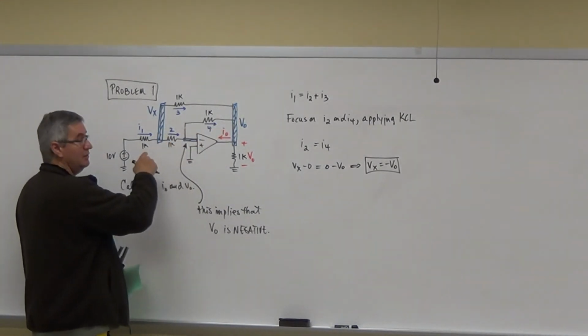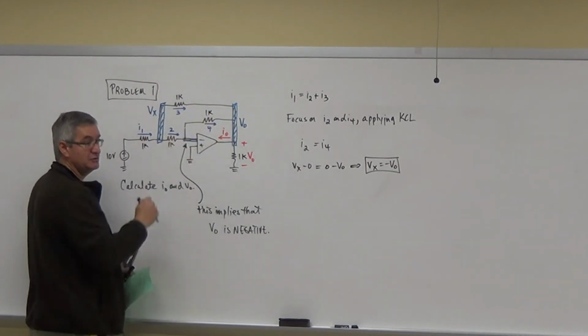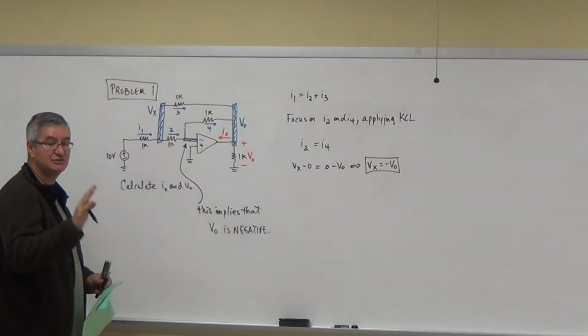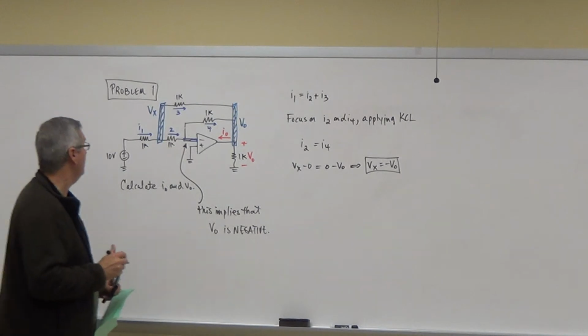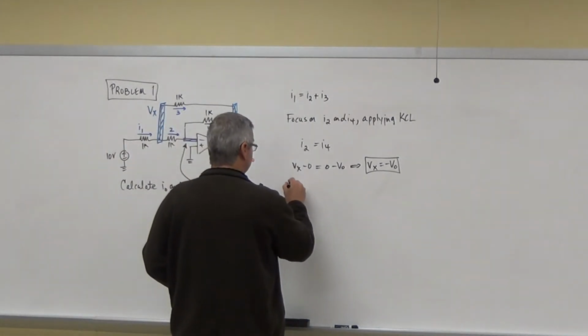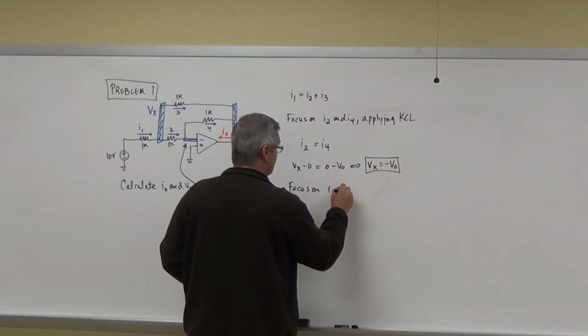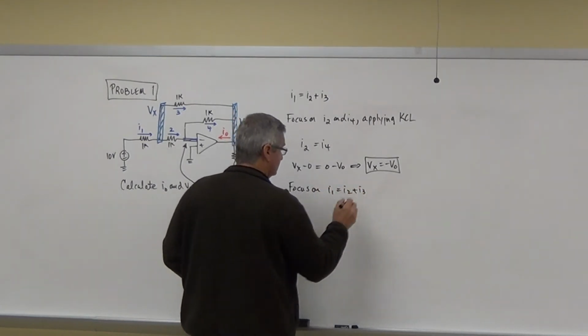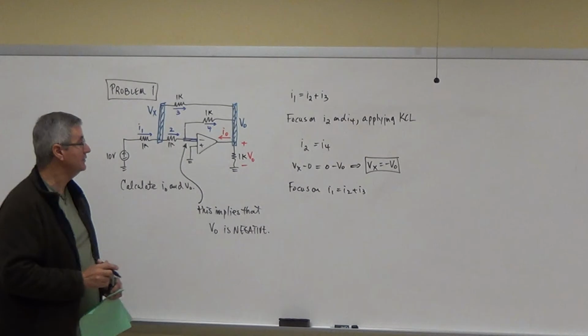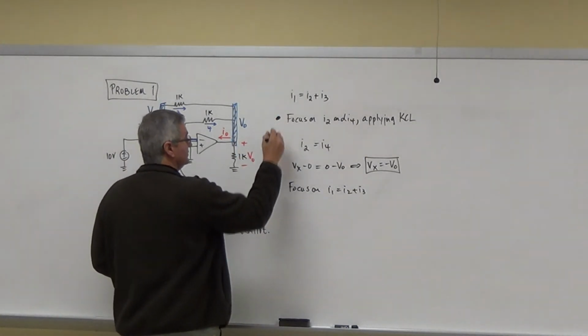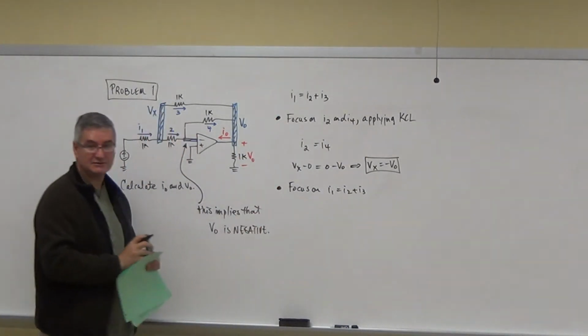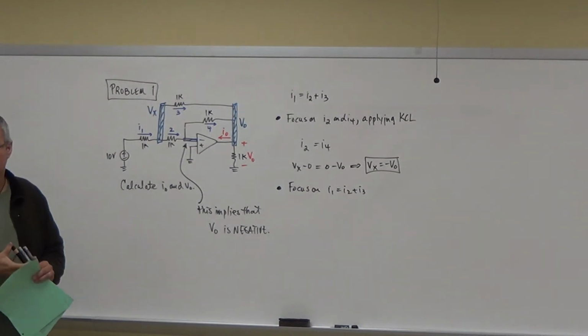So now what am I going to do? I'm going to go around the other branch here. Now all I'm going to do is just follow the current. So now I'm going to focus on I1 equal to I2 plus I3. I think I was jumping around in my head too much. To be honest, I'm kind of rusty on these things. We haven't been talking about them in a while.